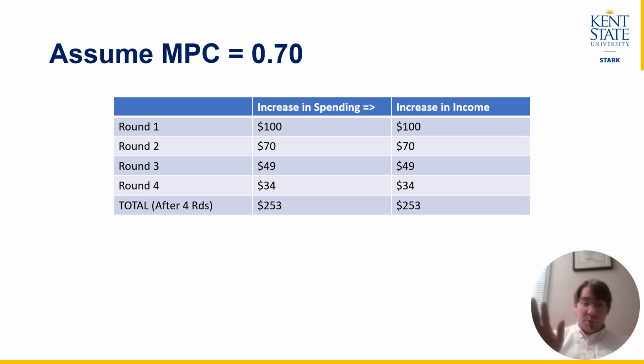Now, we don't want to stop here, though, because the fourth round is not the last round. That's $34 of income that somebody else gets. They're going to go out and spend it, right? So we can continue with this infinitely until we have an infinitely small amount of money changing hands. So we can actually figure out how this is going to end up.